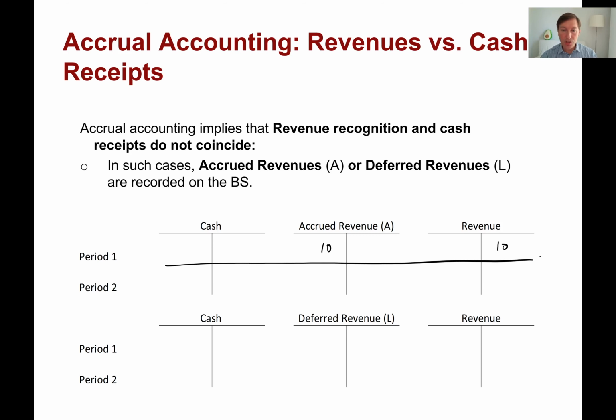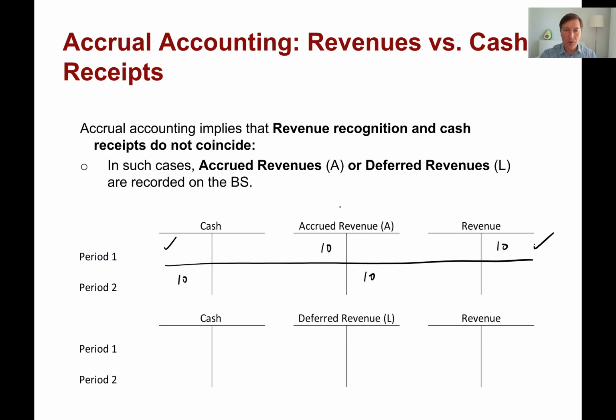And then in period 2, when we actually receive $10, we would simply reduce this asset, right? Accounts receivable go down and cash goes up. Okay, so that's how accrued revenue works, right? It means that we have recognized revenue but have not received cash yet.